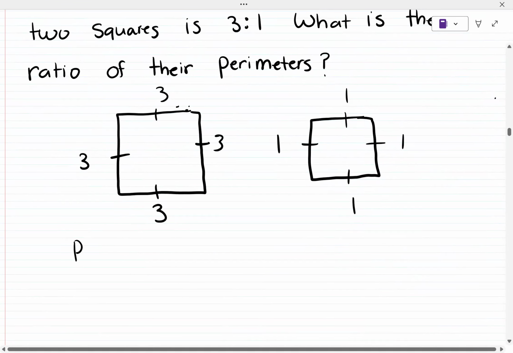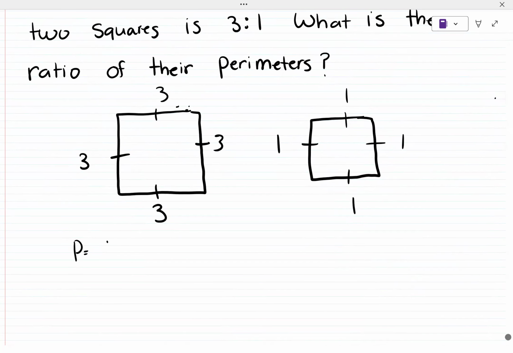And what is the perimeter? Basically you add up all the sides, but in a square you can say 2L plus 2W or 4S. So in the first square, what is the perimeter? It's just 4 times 3, which is 12. And then in the second square, it's going to be 4 times 1, which is 4.